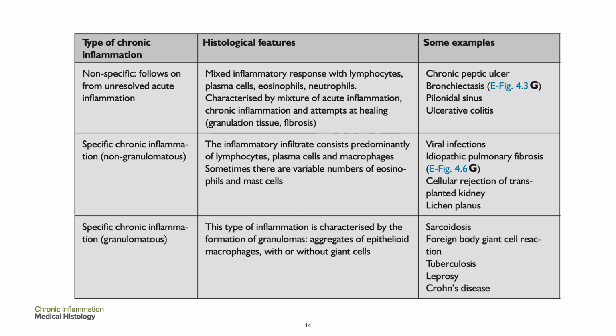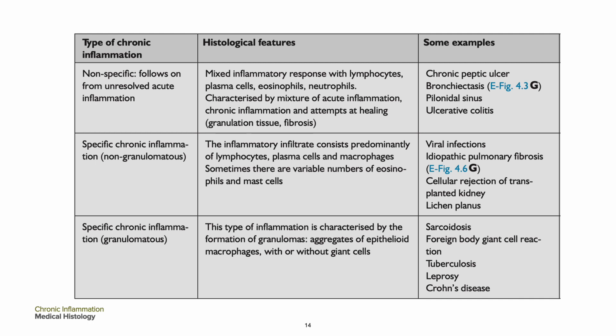This is the summary of the first few slides: the types of chronic inflammation, their histological features, and some examples. Again, there are three types of chronic inflammation. Non-specific follows on from unresolved acute inflammation. There is also specific chronic inflammation, the non-granulomatous one, and specific chronic inflammation that is granulomatous.